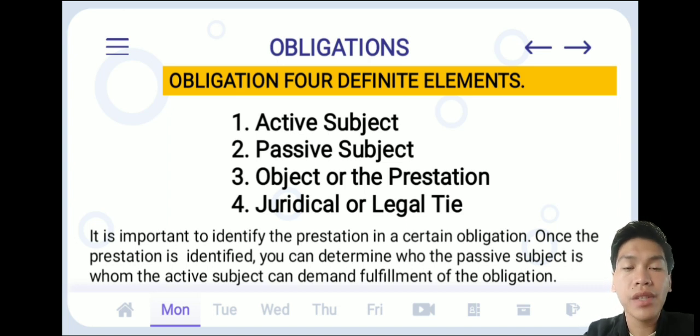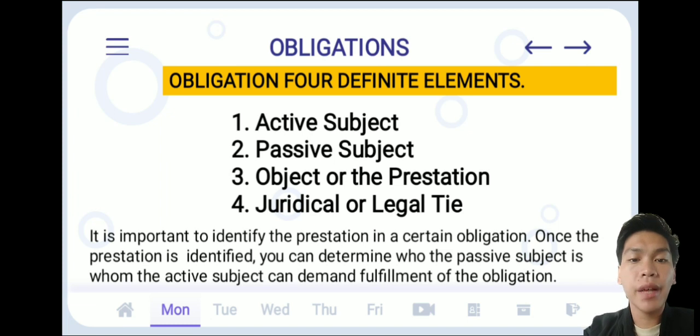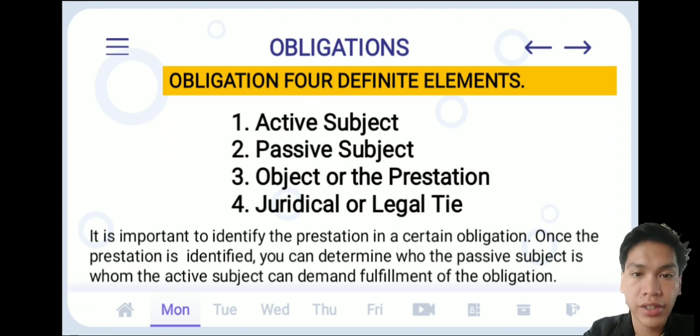The first one is an active subject, also known as the obligee or creditor, who has the power to demand the prestation. The second one is the passive subject, also known as the debtor, who is bound to perform the prestation. The third one is an object or the prestation, which is an undertaking to give, to do, or not to do. The fourth one is the juridical or legal tie, the vinculum which binds the contracting parties. The juridical tie or vinculum is based on the sources of obligation arising from either the law or the contract.